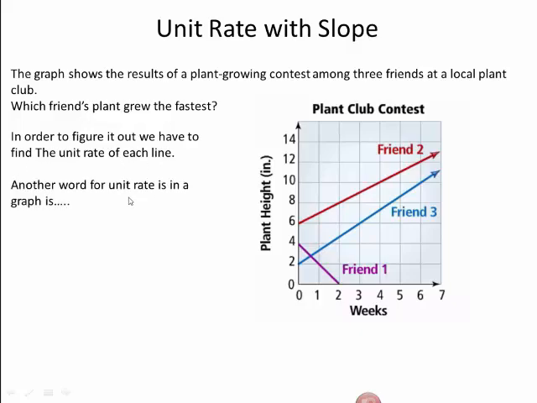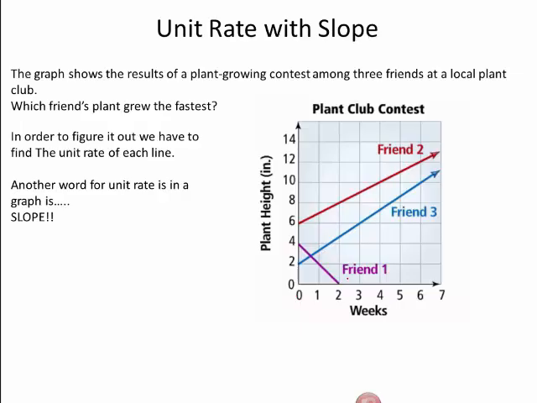And here's a little clue. Another word for unit rate on a graph is slope. So we need to find the slope of each line. This one's tricky because this goes by 1s and this goes by 2s. So if I want to find the slope, first of all, let's look at friend 1.